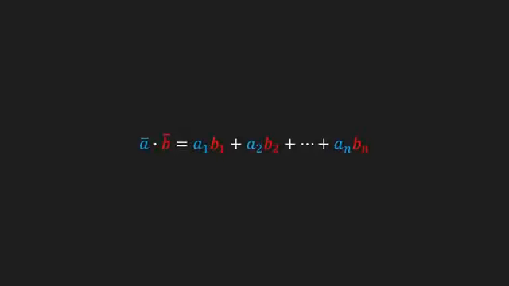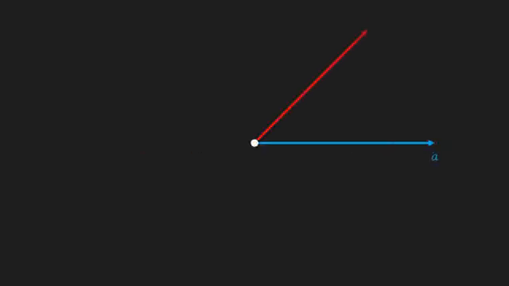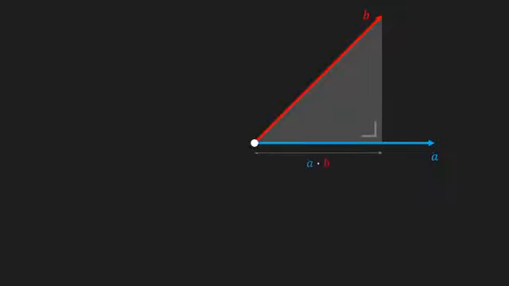To understand the dot product, I'm gonna draw a vector A and a vector B. I'll then draw a triangle beneath vector B, like so, and once again this is a right-angled triangle. The dot product of A and B is now equal to the width of this triangle. However, there is a catch, and that is that I'm assuming that vector A is a unit vector.